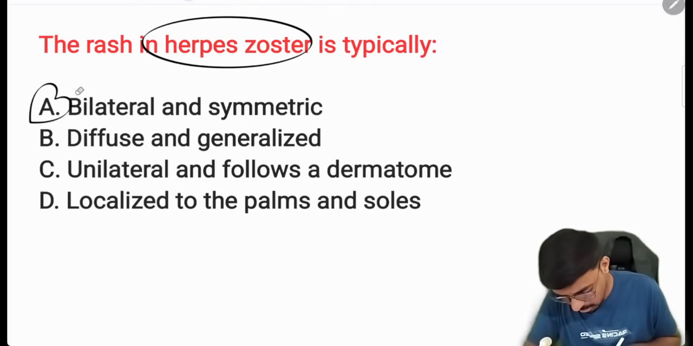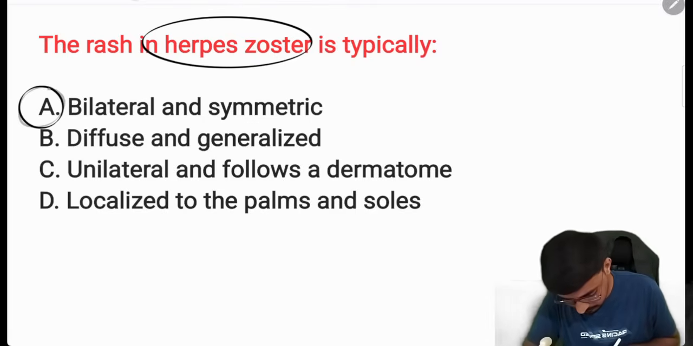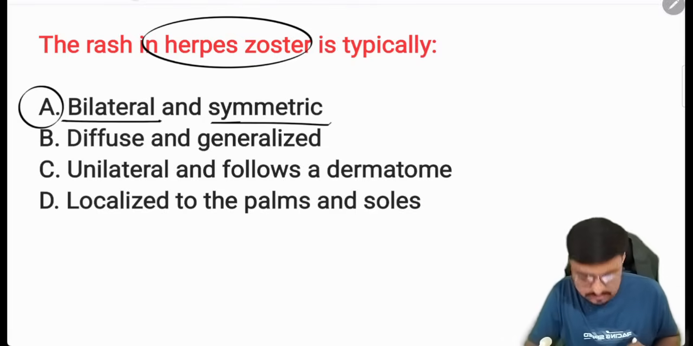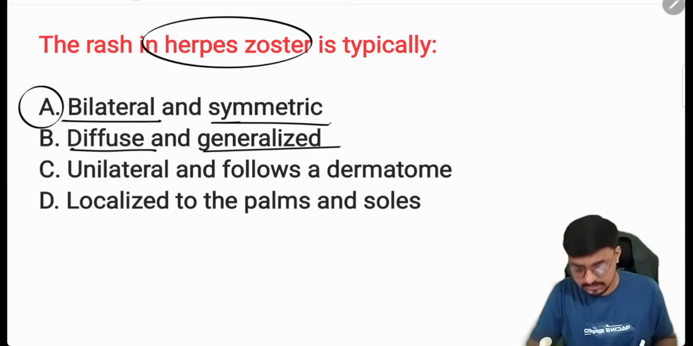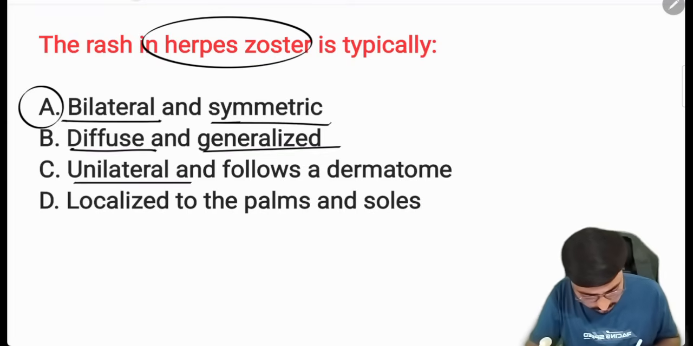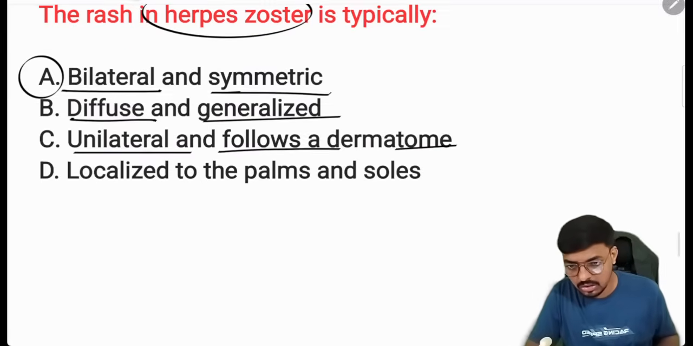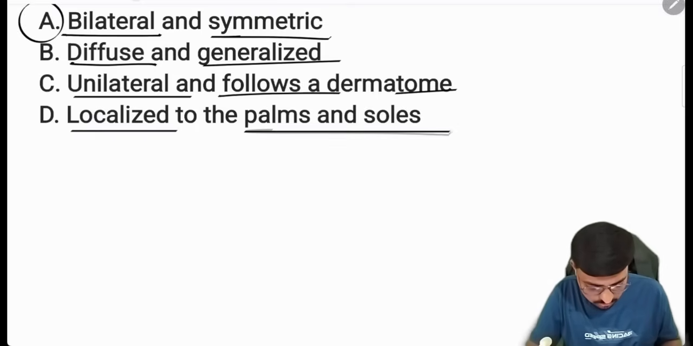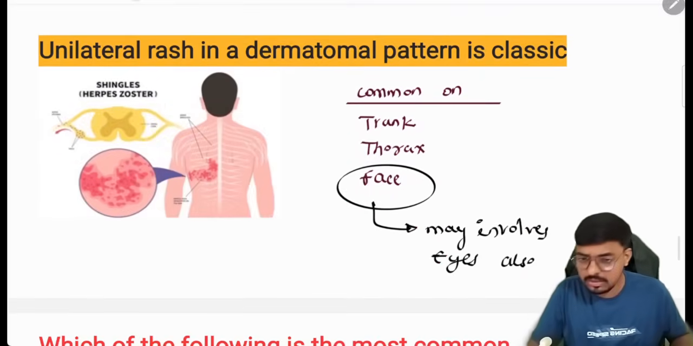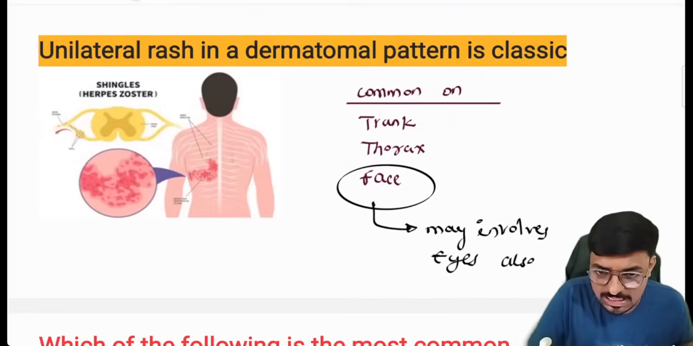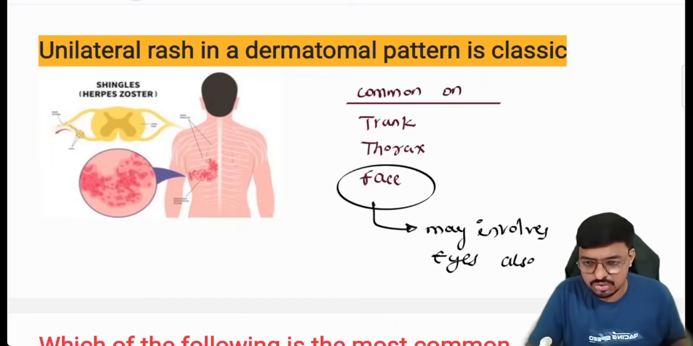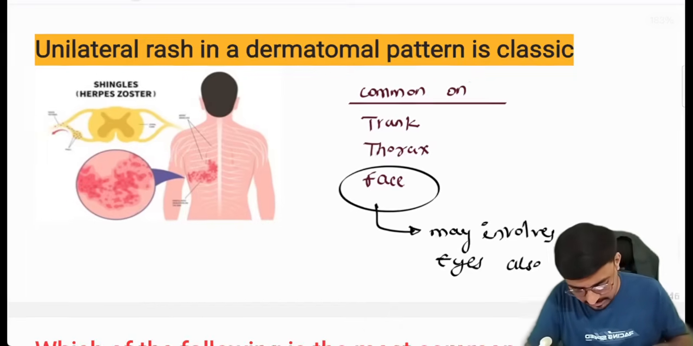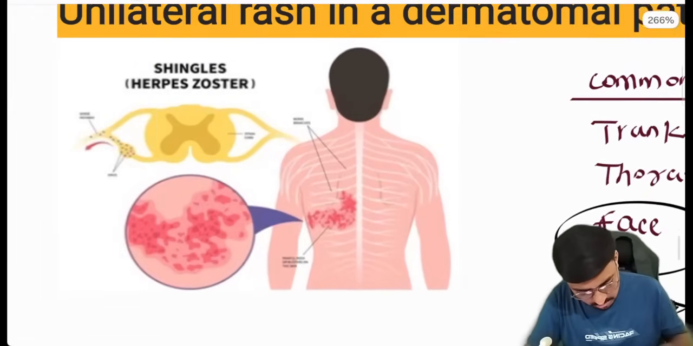bilateral and symmetrical rashes; option C, diffuse and generalized rashes; option C, unilateral and follows the dermatome; and option D, localized to the palms and soles. So what is the correct answer? Let's discuss. The unilateral rash in a dermatomal pattern is the classical sign of herpes zoster, or shingles. Sir, why? Yes, that is the concept I will explain here.